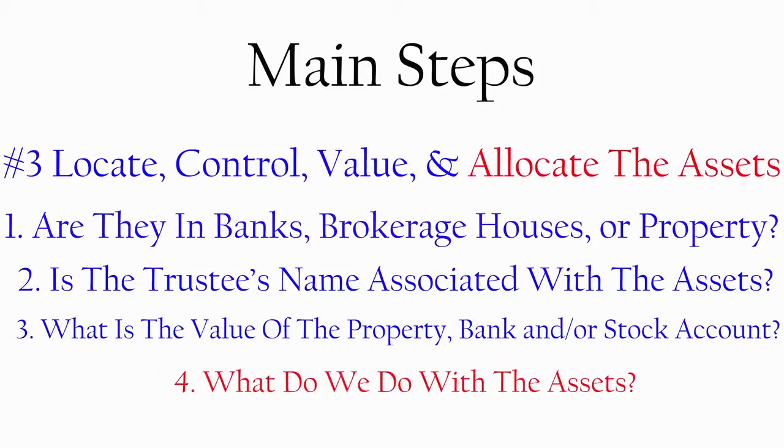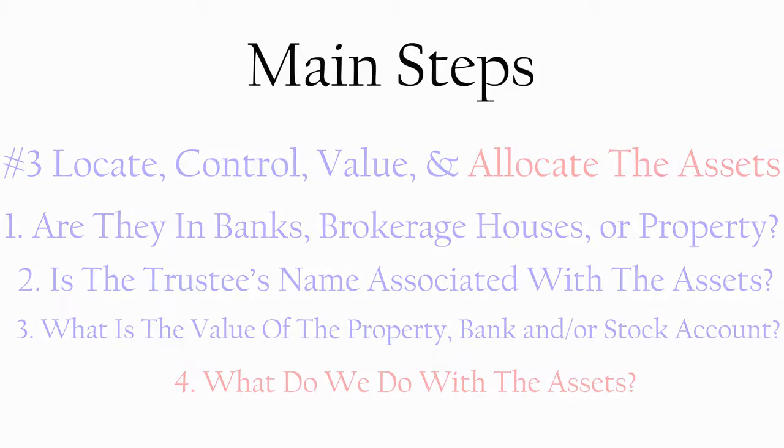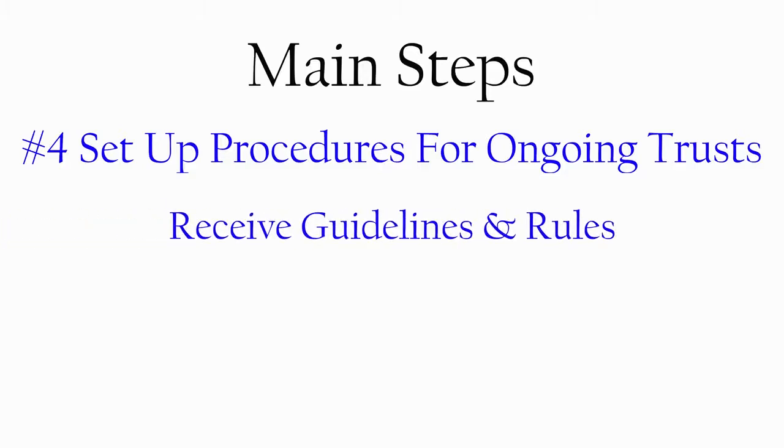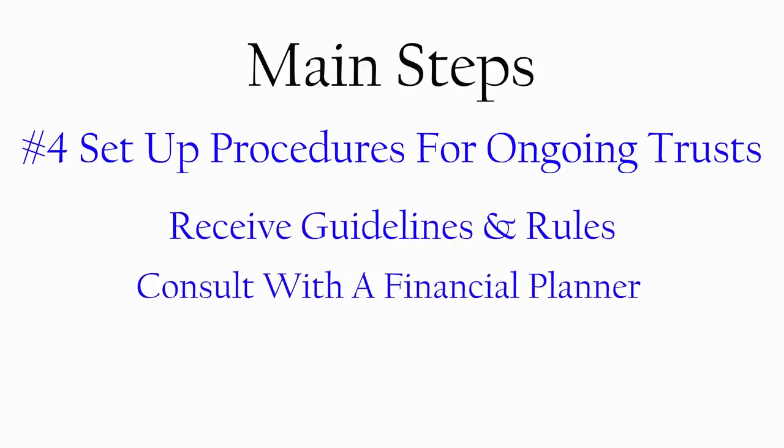And then what do we do with those assets? Do they go to the survivor? Do they go to the children? Those assets have to be allocated. Number four, set up procedures so that ongoing trusts like children's trusts and survivors' trusts are properly managed and will run smoothly by the trustee. The trustee should be given guidelines and rules to follow. And that's the time when the trustee would interact with a financial planner to make sure that the assets are productive and bringing the income into the beneficiaries as required under the trust instrument.